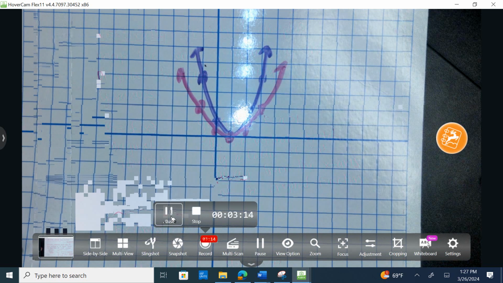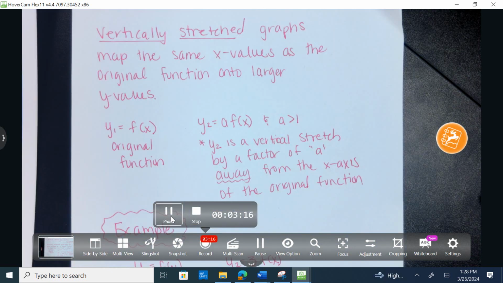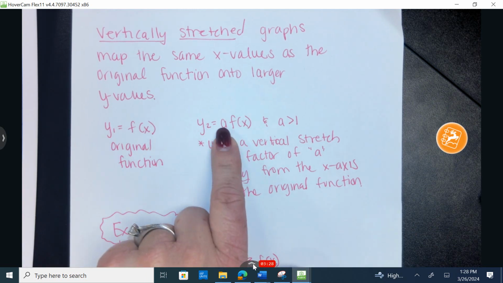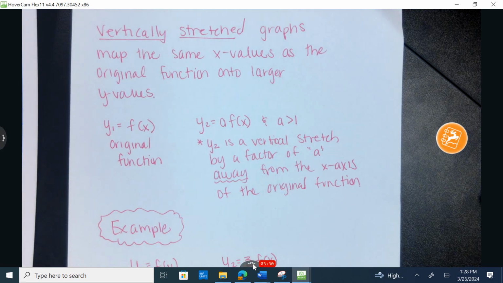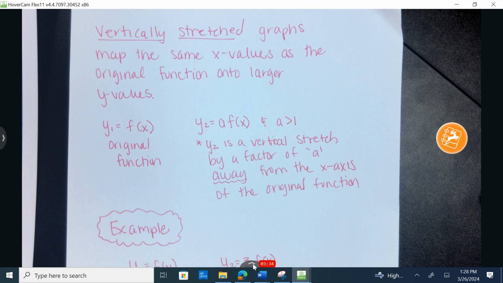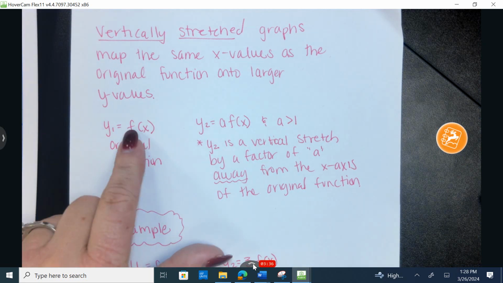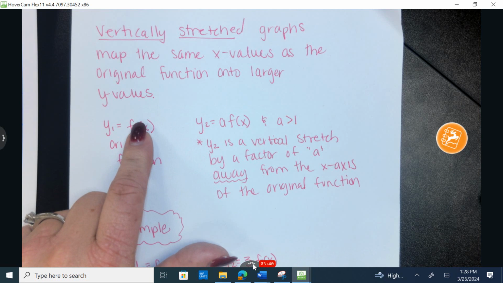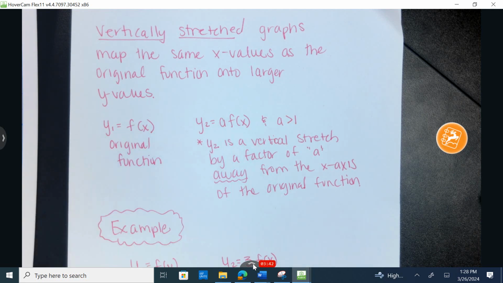Let's talk about if something is vertically stretched. What would that look like? In much the same way, we're going to take the exact same x values from the original function, and we know it's vertically stretched when this numerical value up front is greater than 1. What if it's equal to 1? If it's equal to 1, it's neither stretched nor compressed. So we're going to take this original function and put a value greater than 1 in front.